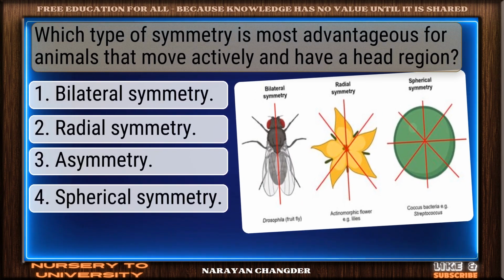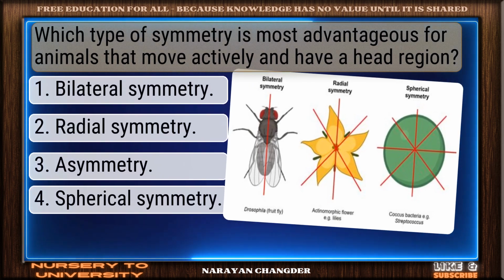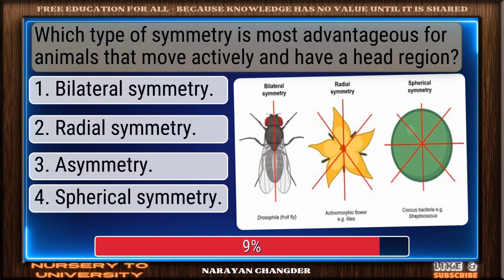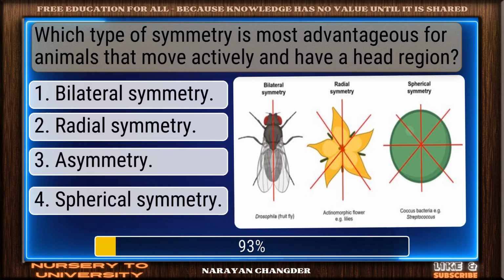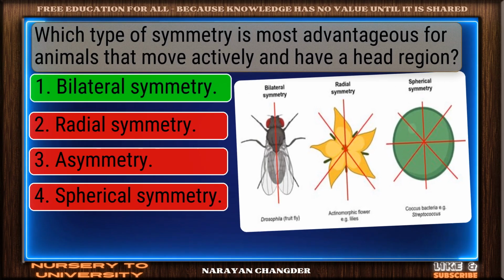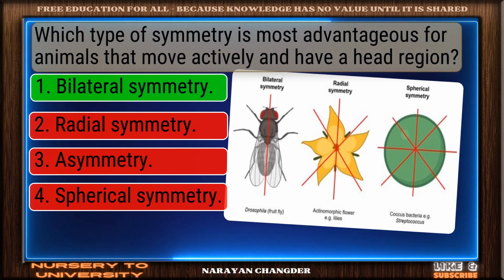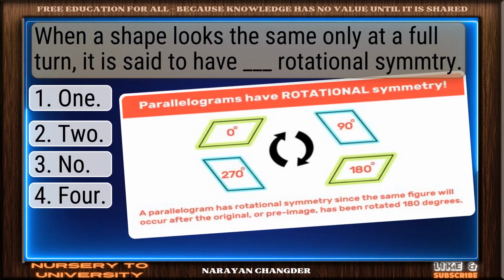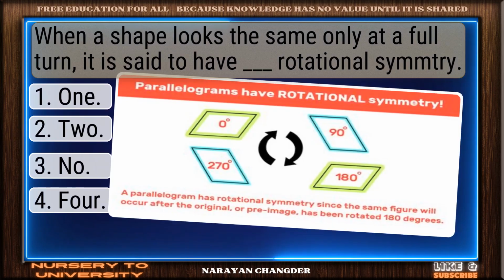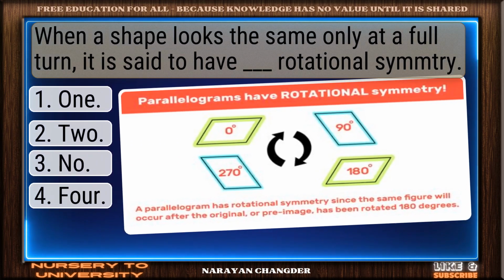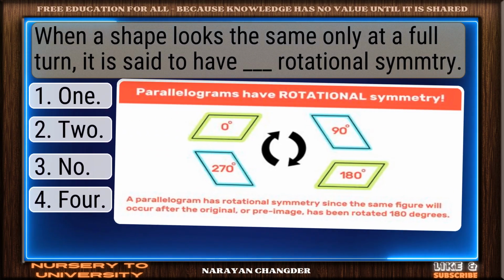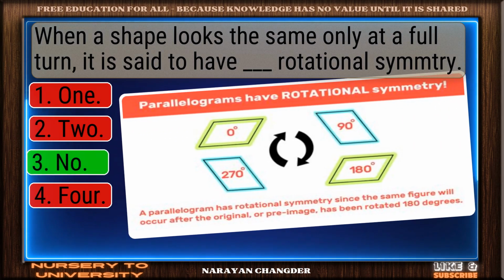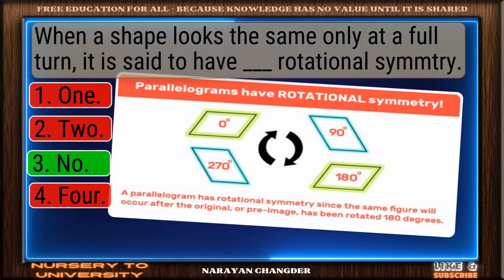Which type of symmetry is most advantageous for animals that move actively and have a head region? Exactly. Bilateral symmetry makes sense, and it is the right choice. When a shape looks the same only at a full turn, it is said to have dash rotational symmetry. Good job. Your answer no works well here.